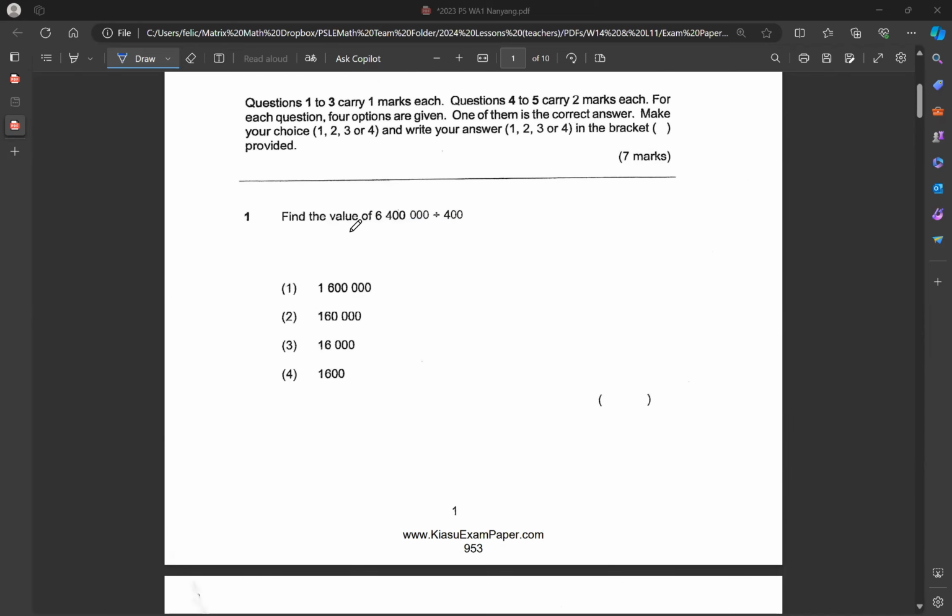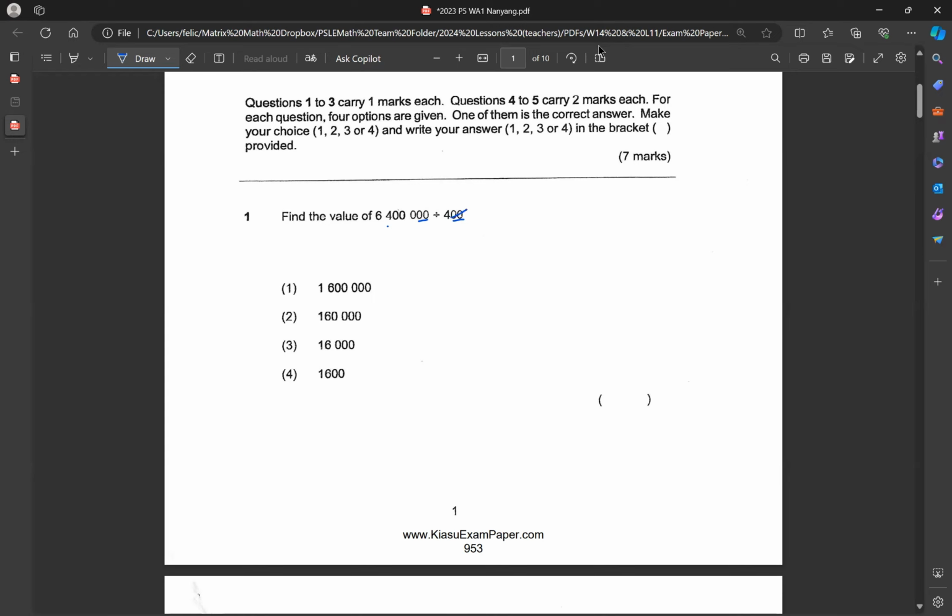Find the value of 6,400,000 divided by 400. When you have a division like that which involves numbers with many zeros, the quick way to do this without the calculator is to find a common number of zeros between the two numbers. Notice that there are a common set of two zeros here. 400 has two zeros and 6,400,000 has two zeros also. So we're just going to take away these two zeros.